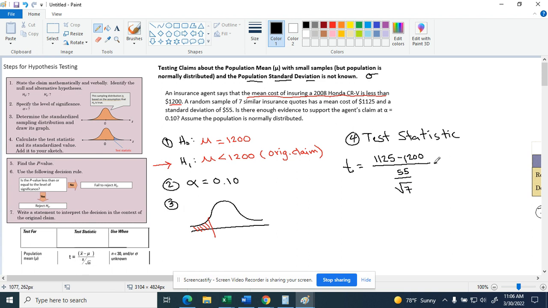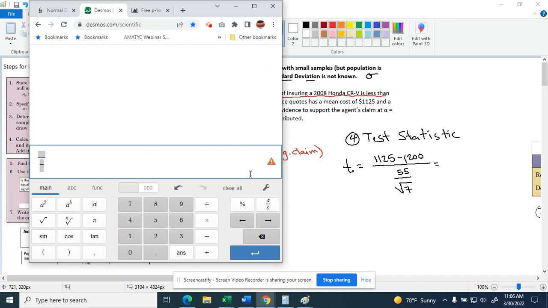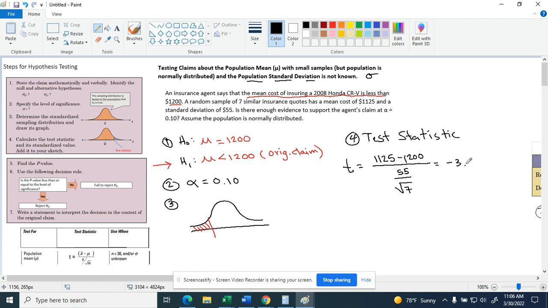Now using the Desmos calculator, and I strongly suggest you use the Desmos calculator, I'm going to type exactly what I wrote here: 1125 minus 1200 over 55 over the square root of 7. You can see I got this long decimal. I'm going to round to two decimal places, so negative 3.61. If you're wondering why I need that number, it is the label, this mark here. And I did step number 4.